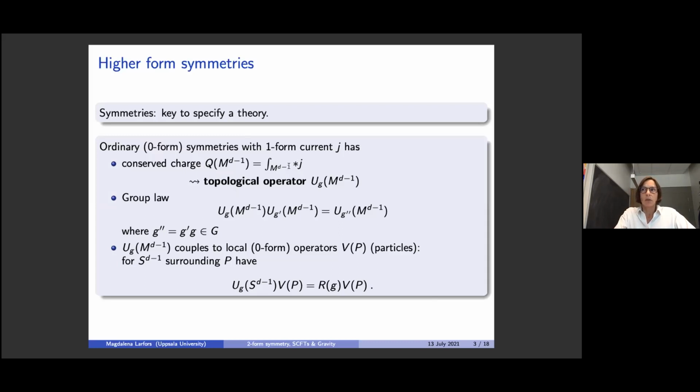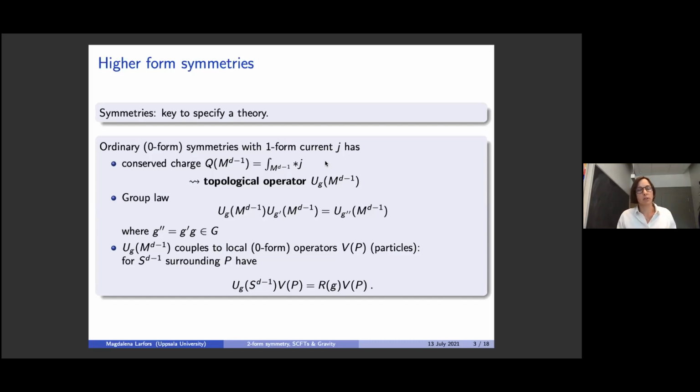We can exponentiate this and get generators of the group. So this charge is related to the algebra, and if we exponentiate this, we get the group. But more abstractly, we can think about this as defining some sort of topological operator, which is related then to the kind of submanifolds that we are integrating this current over. And these topological operators are the objects that generalize to any kind of symmetry, be it discrete or continuous.